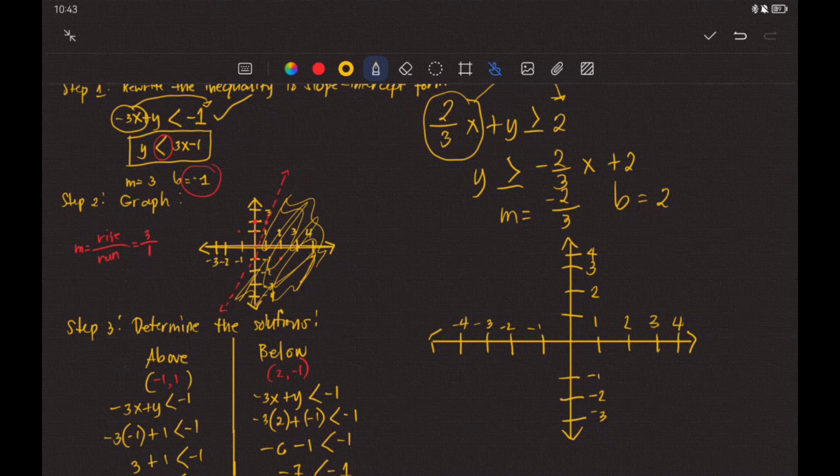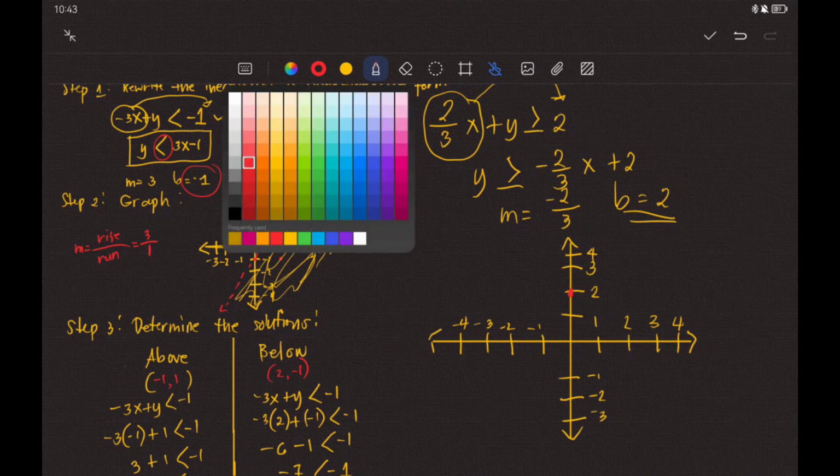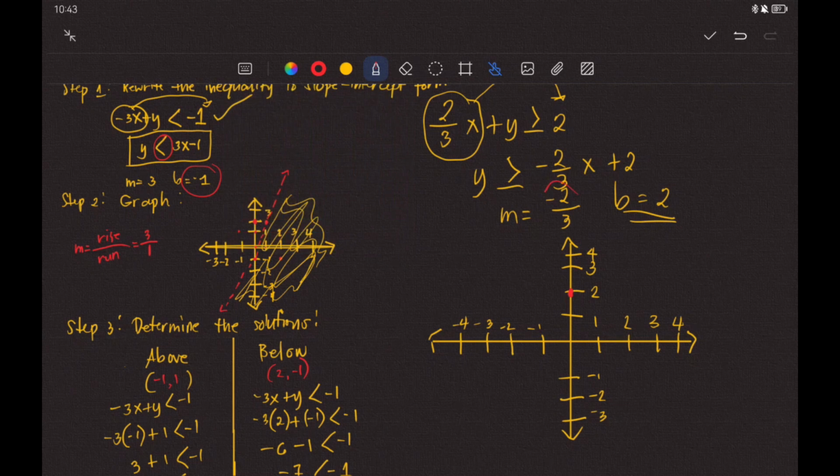Okay, so our y-intercept here is 2. So we need to plot 2 here. And our rise is negative, this one. So we need to go down 2 points, 1, 2. And our run is +3, 1, 2, 3. Now we already have the 2 points. We need to connect this using a solid line because our inequality is greater than or equal to. So we are going to connect this.